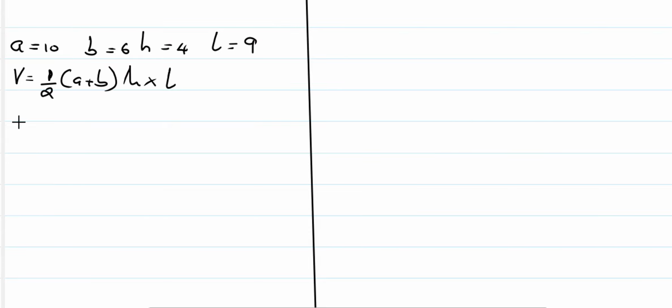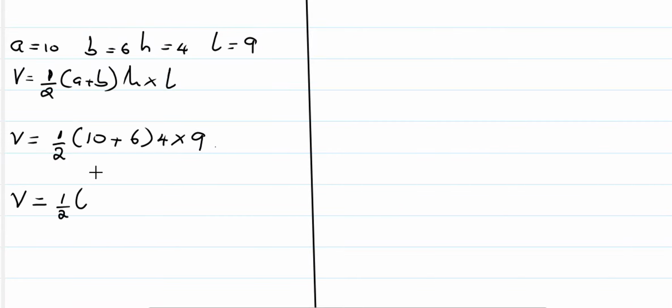So from there, we can say volume is equal to 1 over 2 into A, but we already know A is 10, then plus B, which is 6, multiplied by height, but we know height is 4, then multiplied by length, which is 9. So volume V will be half into 10 plus 6 is 16, then multiplied by 4, multiplied by 9, like that.